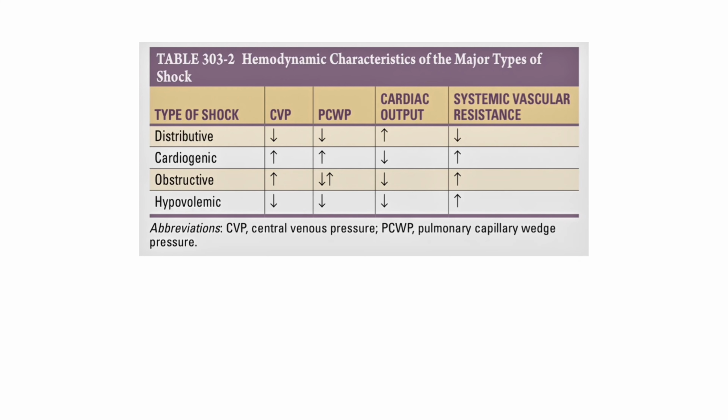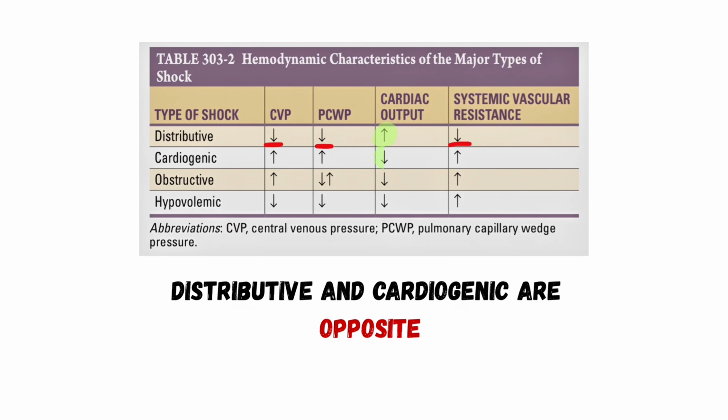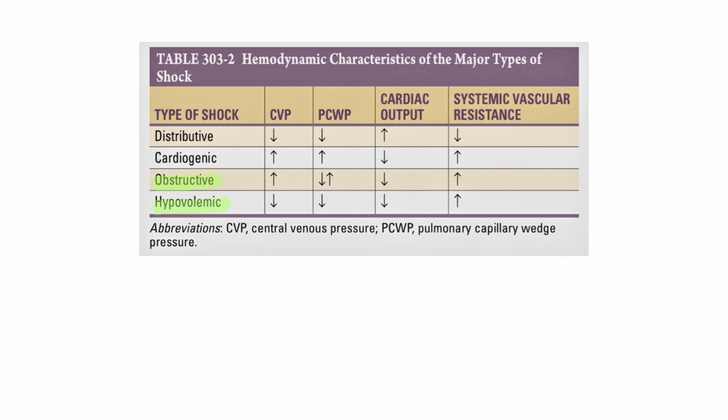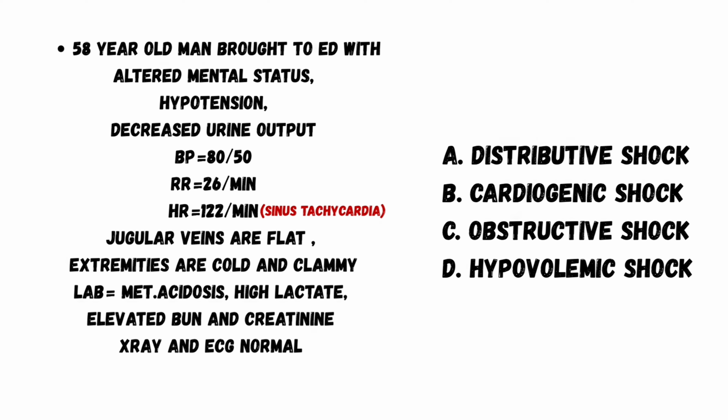Now, only in distributive shock is cardiac output high, and other values are opposite to cardiac output. And remember, distributive and cardiogenic shocks are totally opposite types. Got it? Now, for obstructive and hypovolemic, see central venous pressure along with cardiac output. If both values are opposite, it is obstructive type, and if both values are the same, then it's hypovolemic. Easy, right? Now, this is the referral case which we studied today.